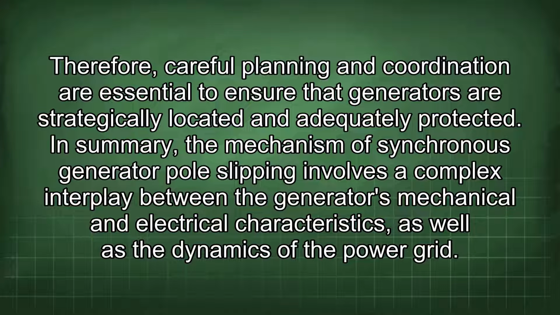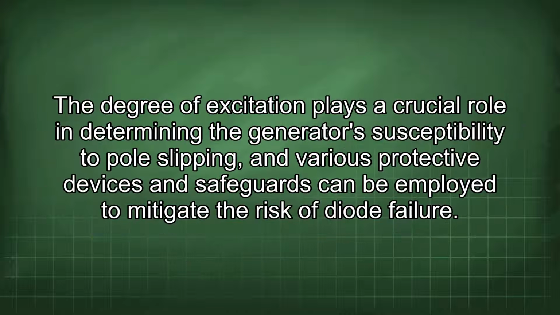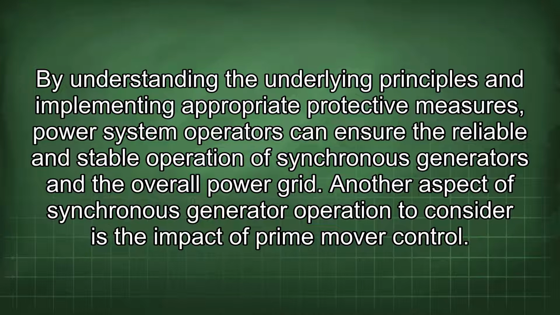In summary, the mechanism of synchronous generator pole slipping involves a complex interplay between the generator's mechanical and electrical characteristics, as well as the dynamics of the power grid. The degree of excitation plays a crucial role in determining the generator's susceptibility to pole slipping, and various protective devices and safeguards can be employed to mitigate the risk of diode failure. By understanding the underlying principles and implementing appropriate protective measures, power system operators can ensure the reliable and stable operation of synchronous generators and the overall power grid.